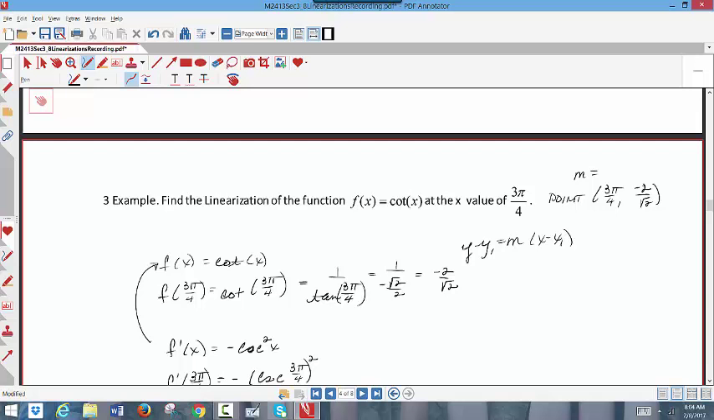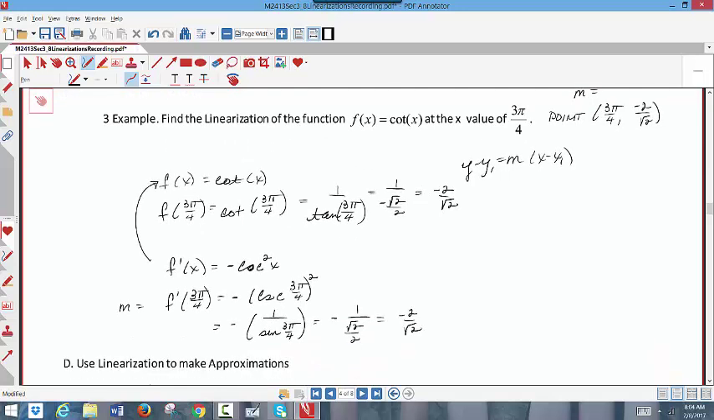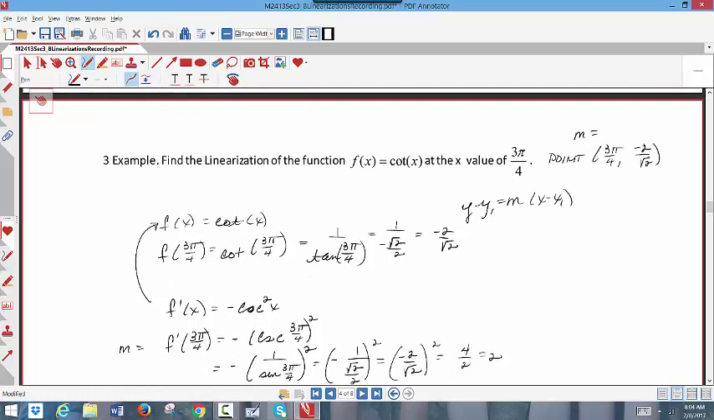Hold on, that's not what I have in my notes, so let me double check. Sine of 3 pi fourths is pi fourths in quadrant 2, which is square root of 2 over 2. Oh, and I've got to square it. I'm sorry, I forgot to square it. So I've got to square this, and square it. So this becomes 4 halves, which is 2. Let me make certain I get that correct, especially in this recording.